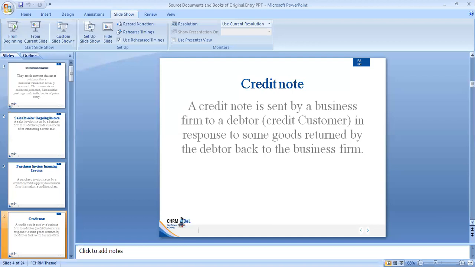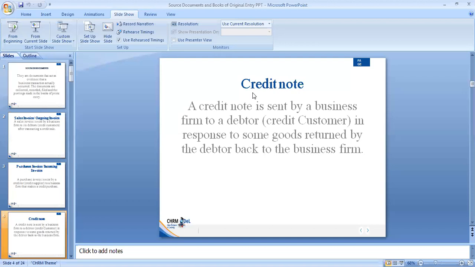When that particular customer feels that these goods are not what I ordered, then the customer will return those goods back to the business. Once the goods have been returned, the business is going to prepare a document we call a credit note. A credit note is meant to correct an overcharge. An overcharge meaning that we sold goods to a customer.